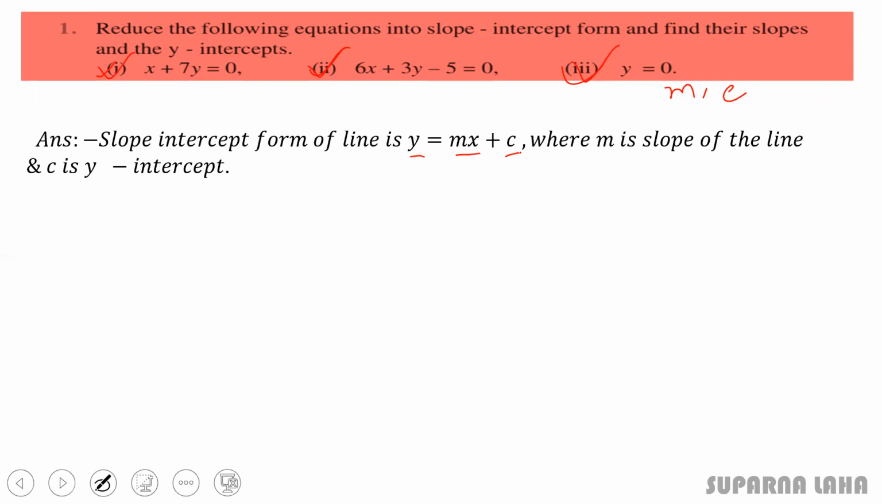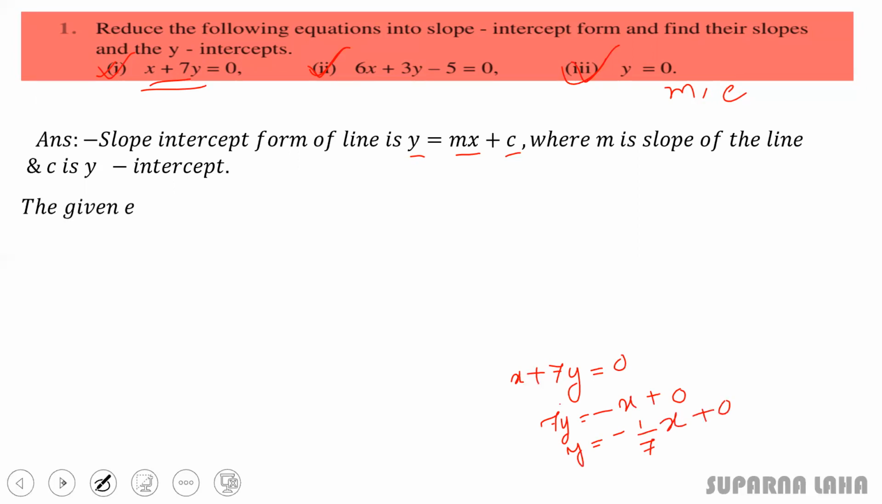Look at the first equation: x plus 7y equals 0. Take the y term to the left-hand side and the other terms to the right-hand side. So 7y equals minus x plus 0. Right? So I can write y equals minus 1 upon 7 into x plus 0.